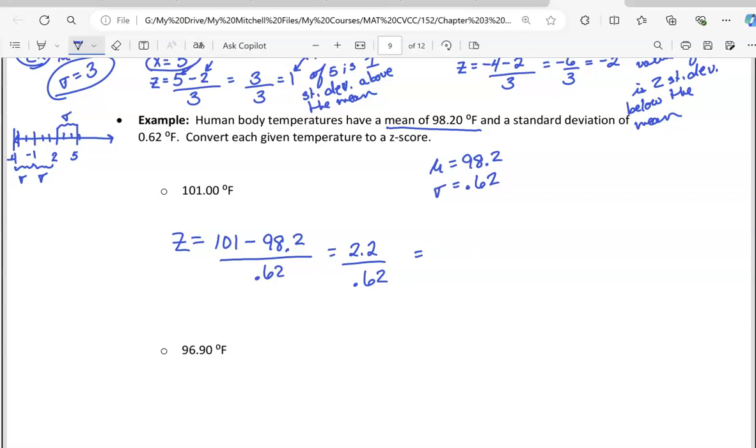Hold on one second, I actually typed that in wrong. 101 minus 98.2 is 2.8. And 2.8 divided by 0.62 gives us 4.52. So this would be 4.5 standard deviations above the mean.